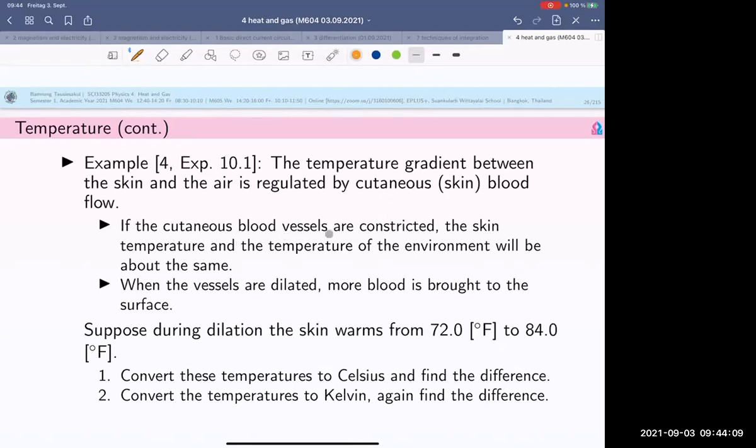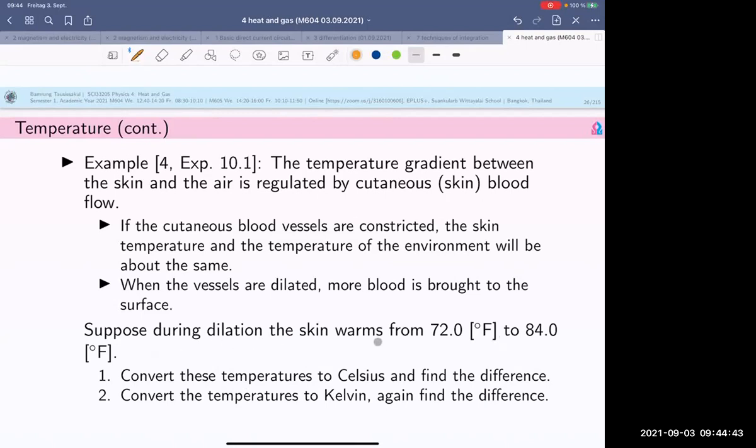If the cutaneous blood vessels are constricted, the skin temperature and the temperature of the air will be about the same. When the vessels are dilated, more blood is brought to the surface, when the vessel is expanded. The body uses this system to control the temperature inside our body.